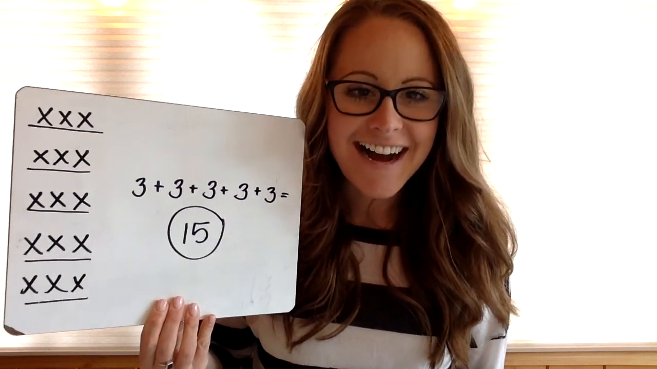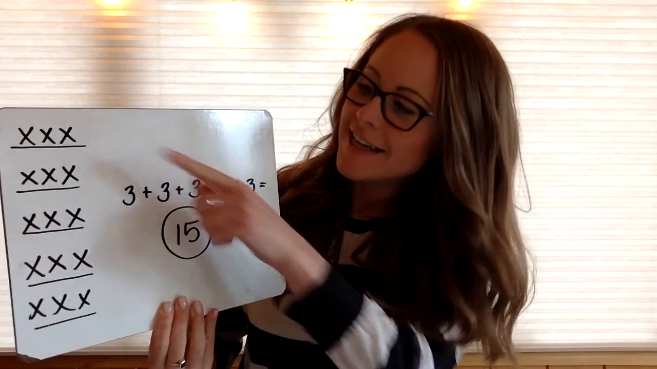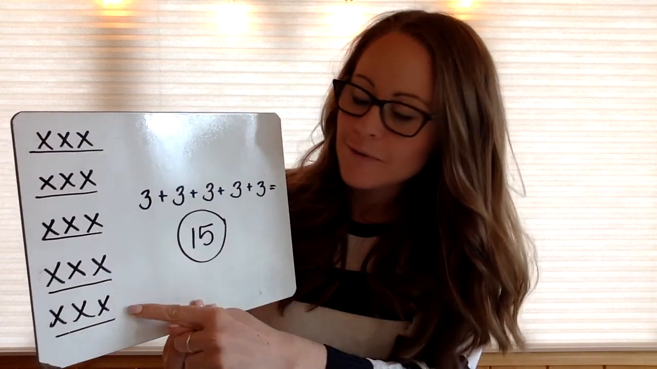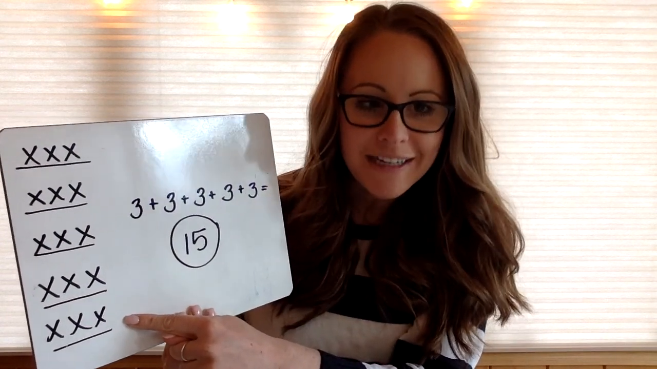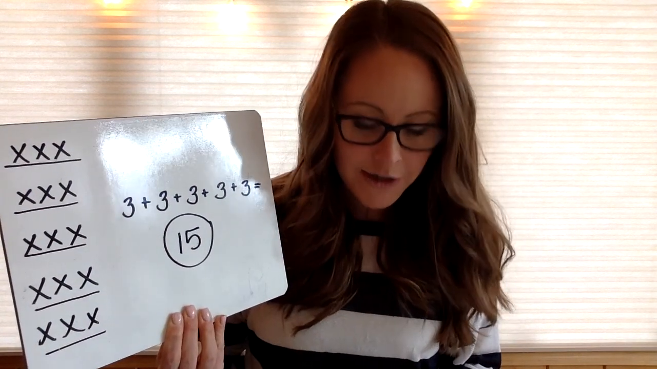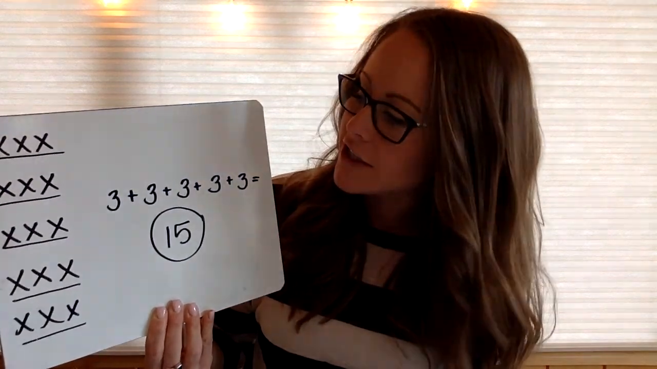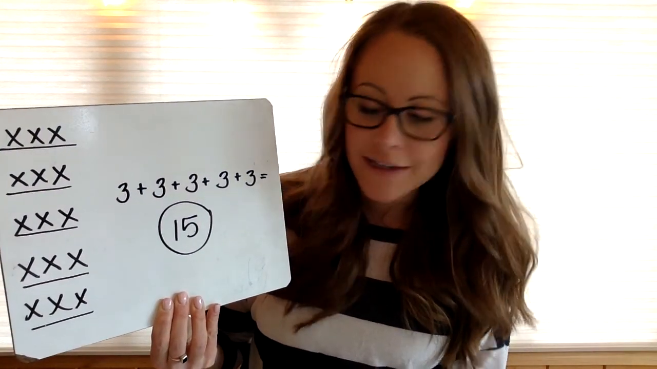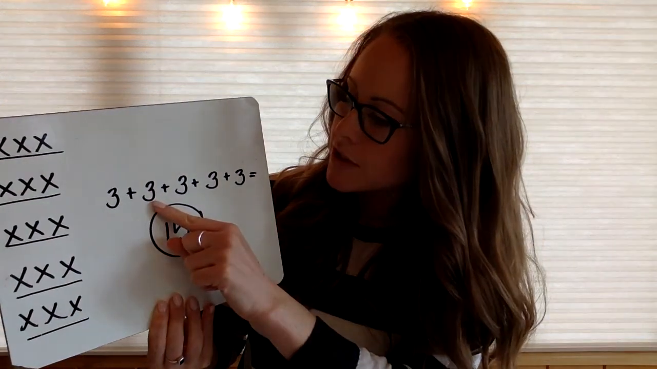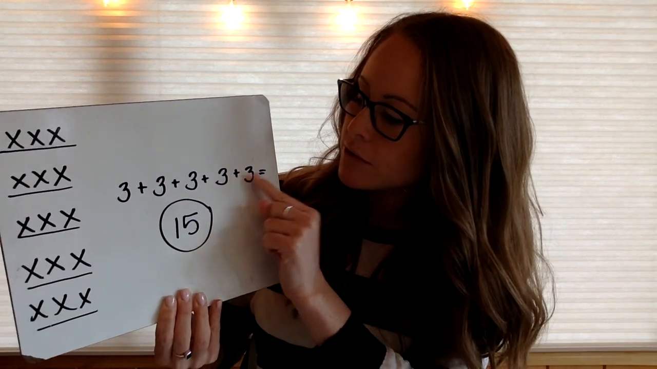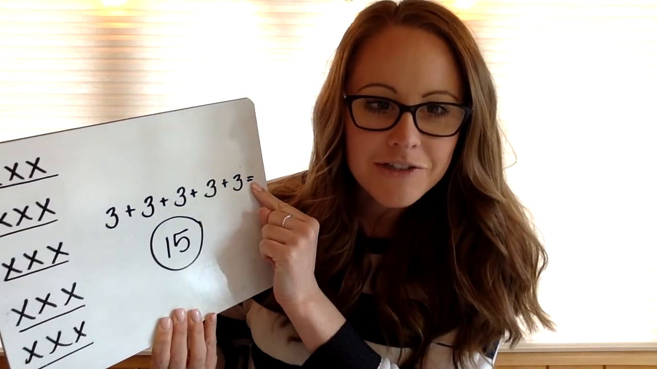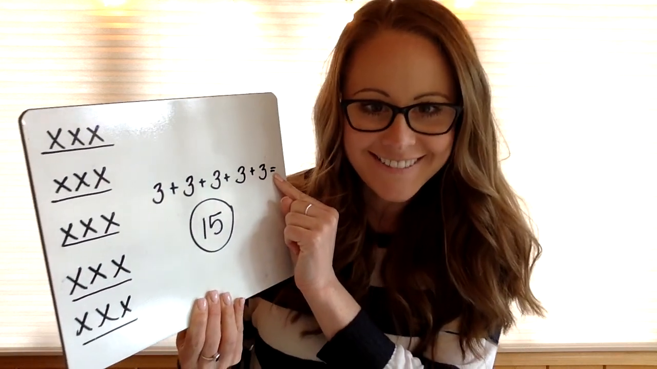Okay, I'm just about finished with mine, so I will show you what I got. So I have, as you can see, my 5 rows, and there's 3 in each row. And so we're going to be making a repeated addition sentence to help us. So I have 3 plus 3 plus 3 plus 3 plus 3, and I got my answer as 15. Is that what you got? Great.